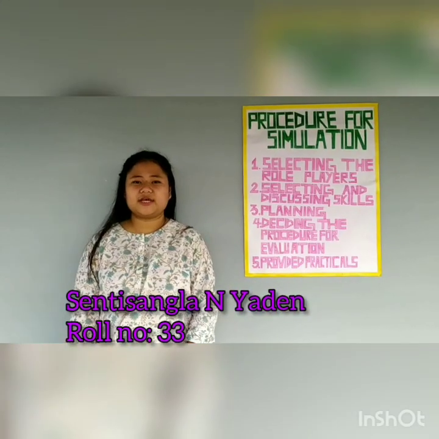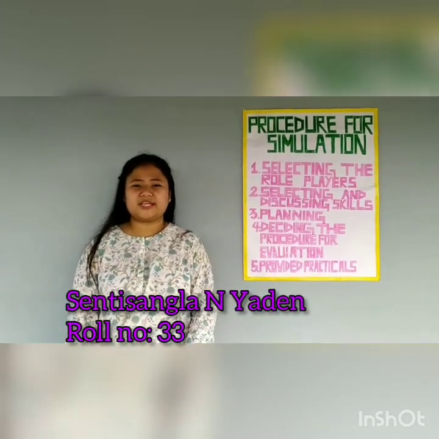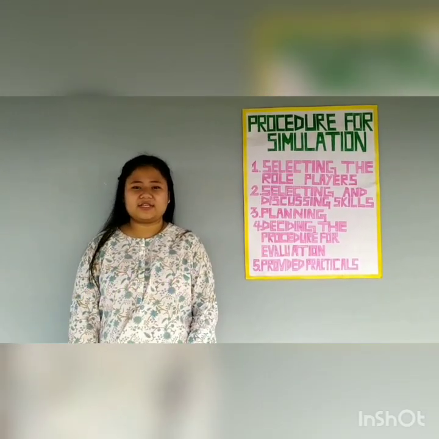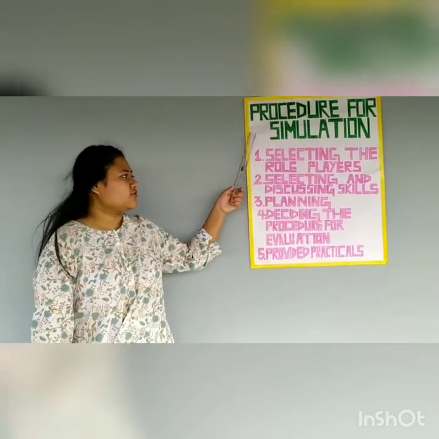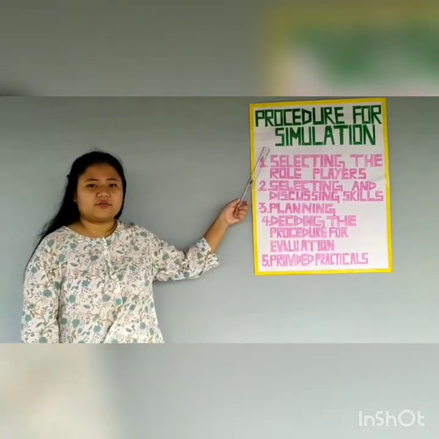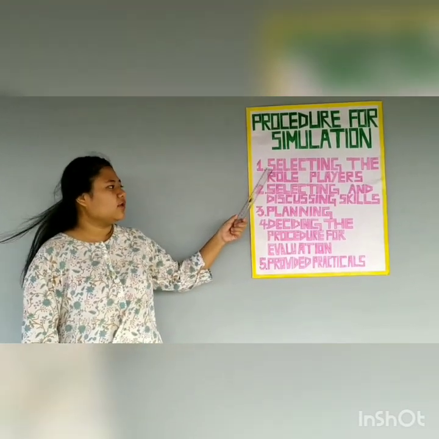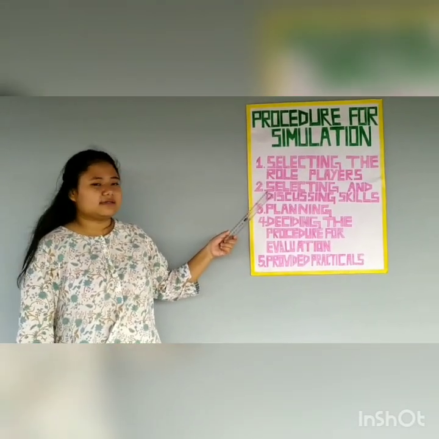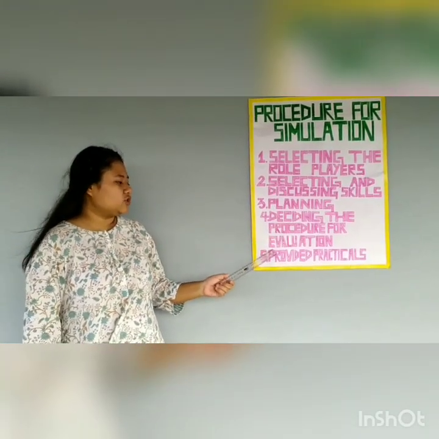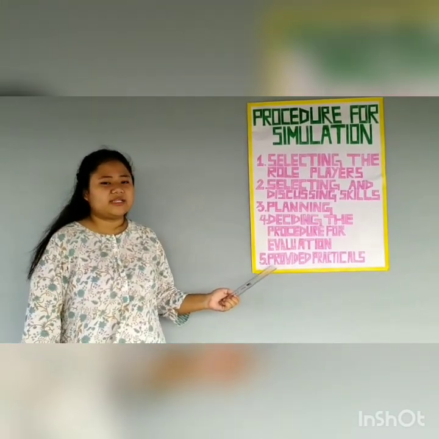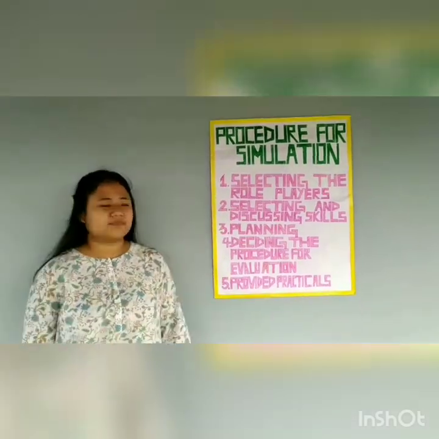Good morning everyone. Today I will be discussing the procedure for simulation, its advantages and disadvantages, and I will be concluding the topic as well. Now proceeding on, the procedure for simulation consists of 5 steps, that is selecting the role players, selecting and discussing skills, planning, deciding the procedure for evaluation, and providing practical lessons.